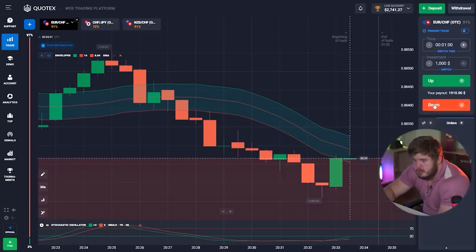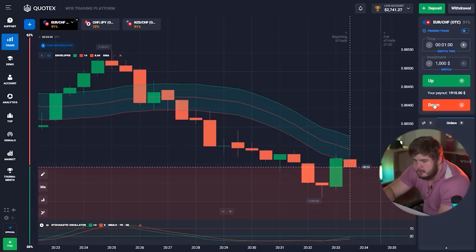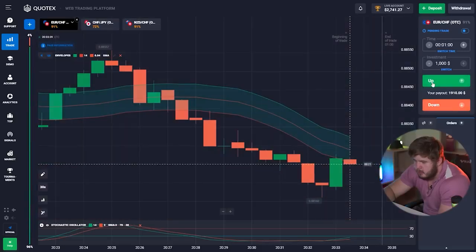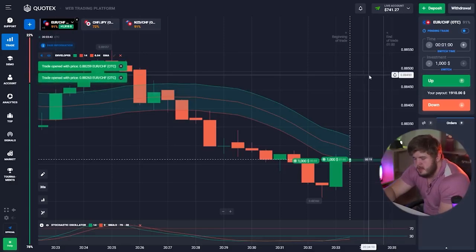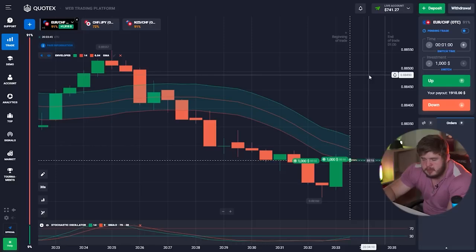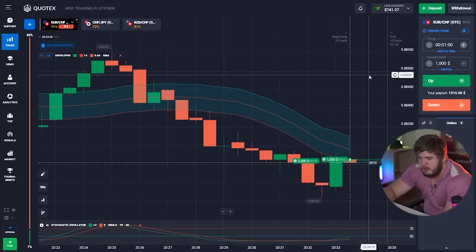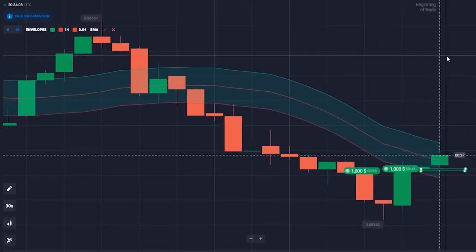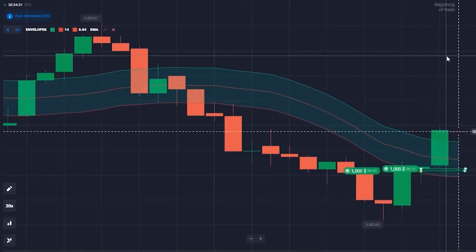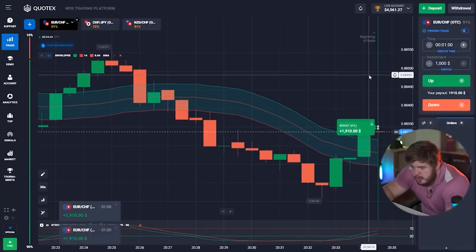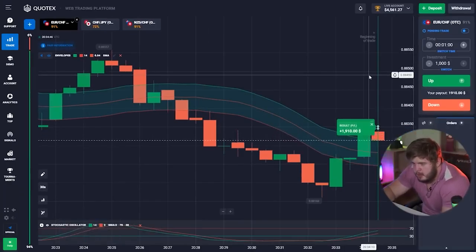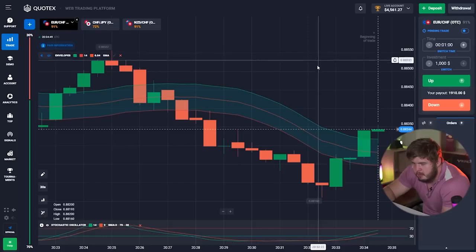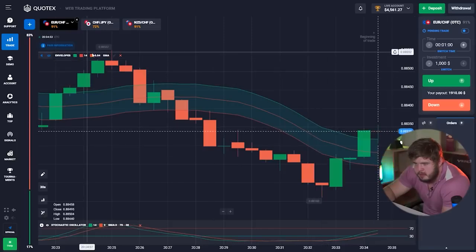Now let's open one more trade, a sell position. Nope, buy position, because that was my mistake. We're at the bottom of the channel. It's better to open the buy position. It will be much safer and the chance will be higher. Okay guys, we got our profit. Our current balance is $4,500.